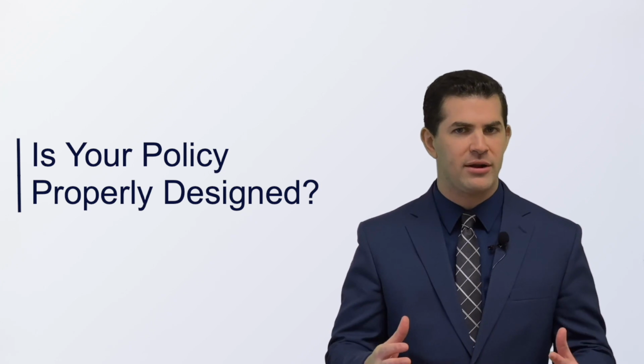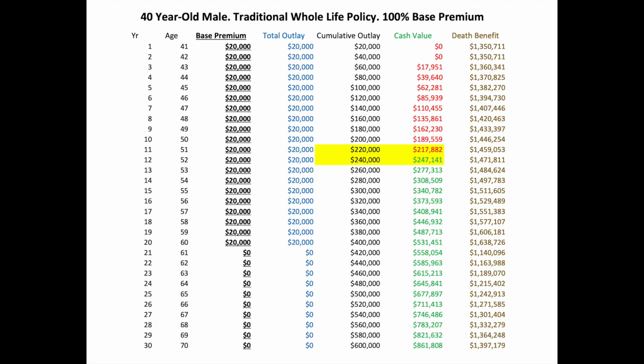But when I look at a life insurance policy, what we have up here on the screen is a basic whole life insurance policy. You see an individual paying in $20,000 per year. 100% of this payment is going towards the base premium, the insurance expense component. That's why I have zero in cash in the beginning. It takes a long time to accumulate any real cash value, 10 years plus.